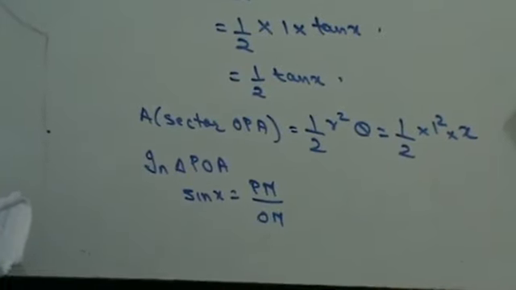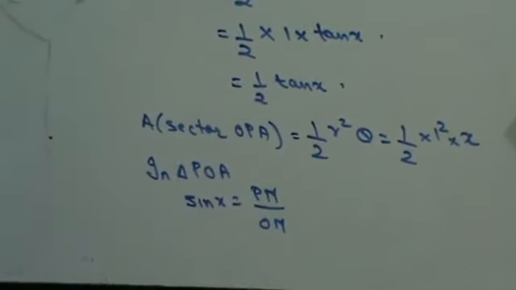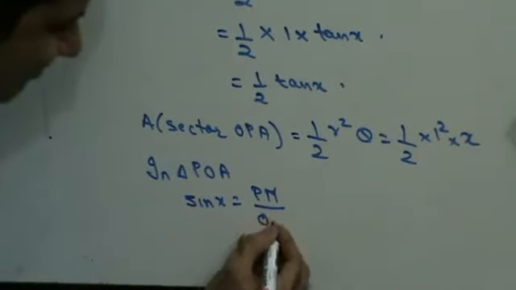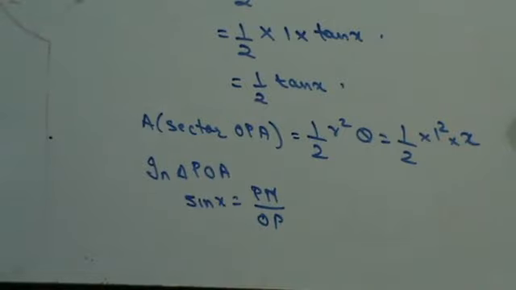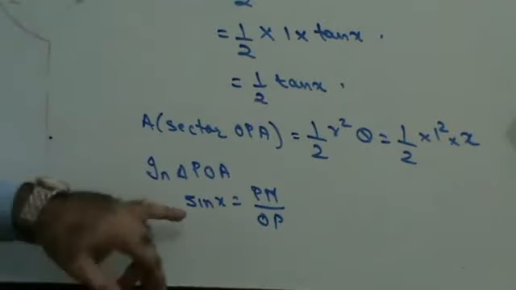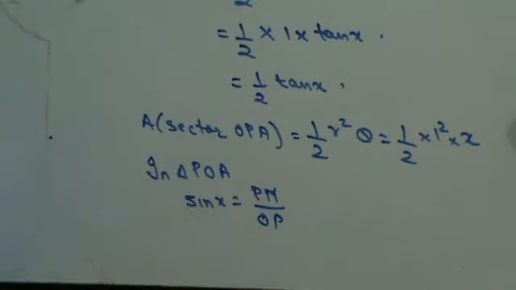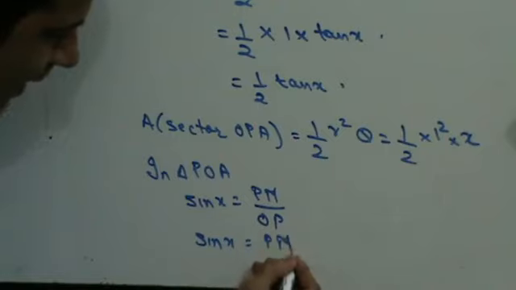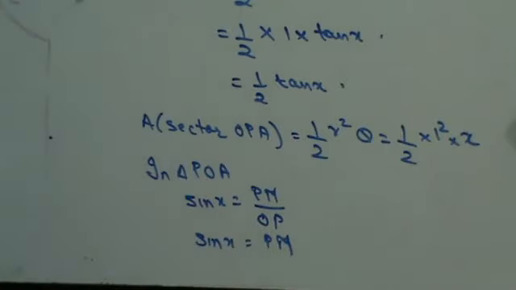Now, sin theta is nothing but opposite upon hypotenuse. So this is going to be sin x is equal to PM upon OP. Therefore you can say that sin x is equal to PM, since OP is the radius, which is 1.